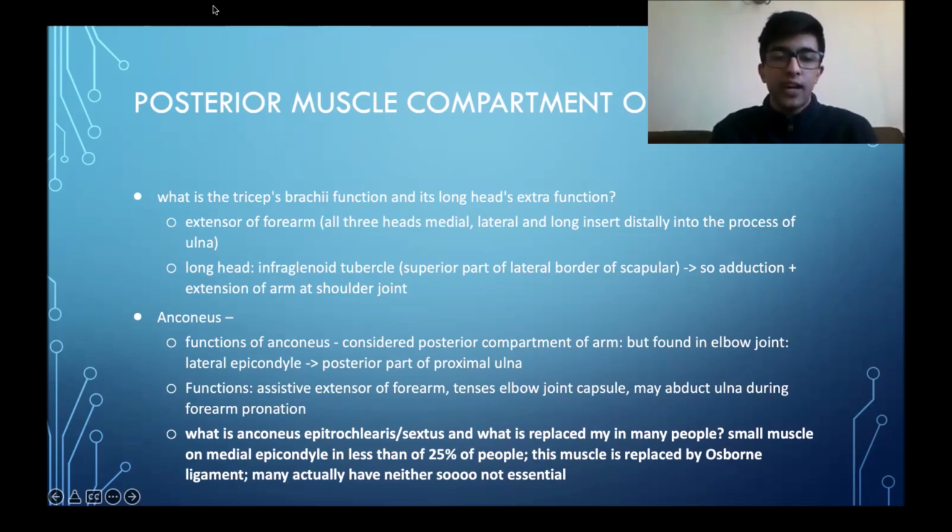Another extra interesting fact is that there's something called anconeus epitrochlearis, or sextus, and that's the name. It's a muscle that's present in a proportion of people, less than 25%. And some people have this muscle replaced by something called the Osborne ligament. I just put this in because these are some rare names. Many people actually have neither of these features, so it's not really essential to learn, but I just put these in anyway just in case you have niche points.